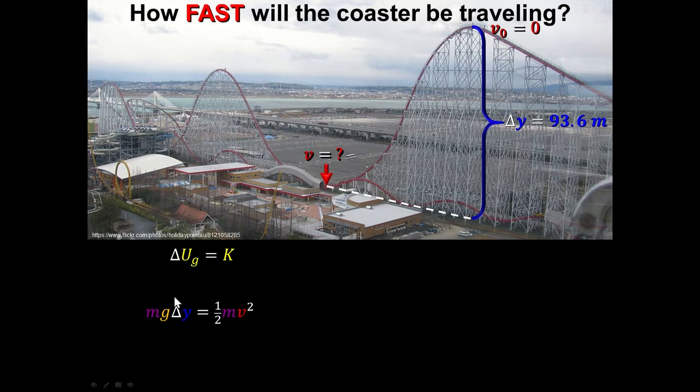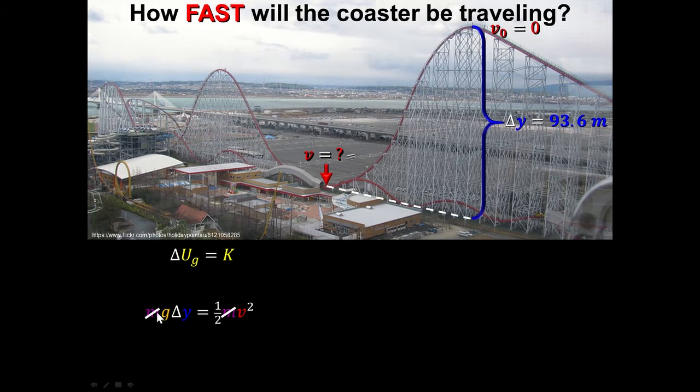The rest is algebra. That gravitational potential energy is mass times gravity times the change in height, and the kinetic energy is 1/2 mass times velocity squared. Notice that we have mass on both sides. It cancels. That means it doesn't matter if the roller coaster is filled with large people or it is empty, the velocity will be the same at the bottom here.